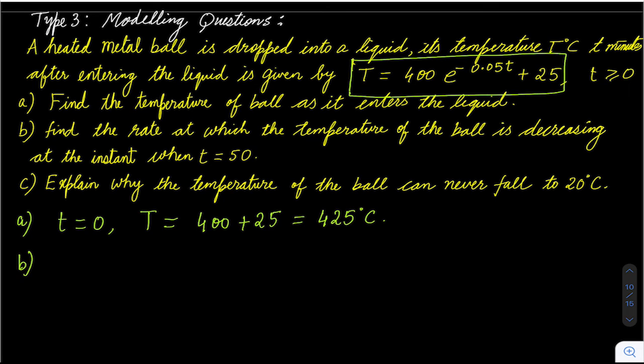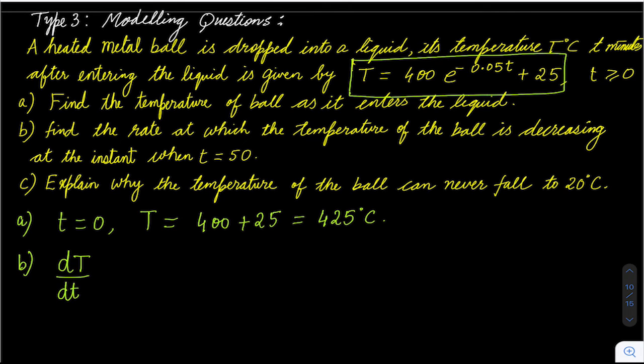B part. Find the rate at which the temperature of the ball is decreasing at the instant when time is 50 minutes. Okay. So we need to find the rate at which temperature of the ball is decreasing. So basically you need to find dT over dt.